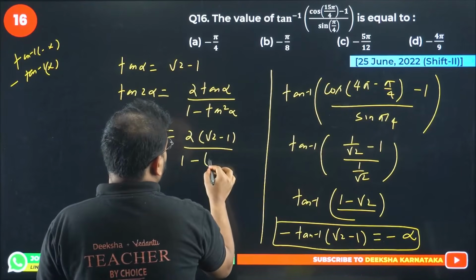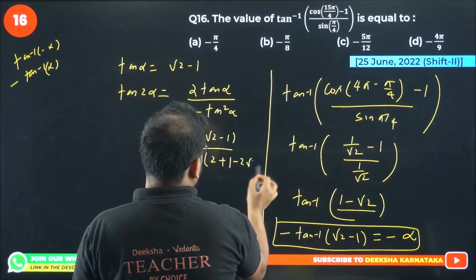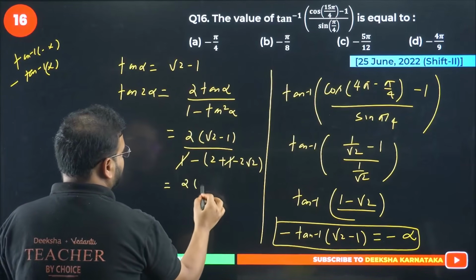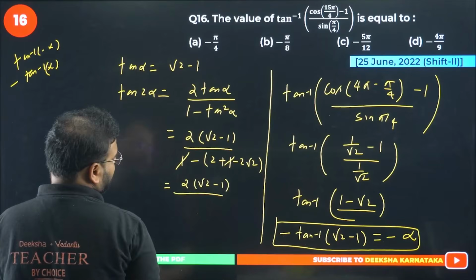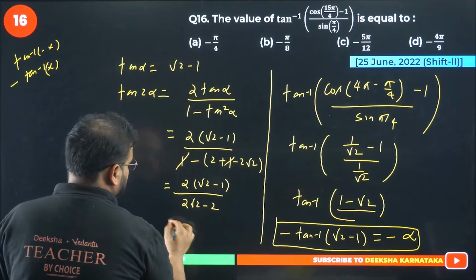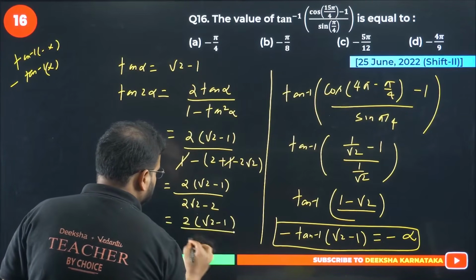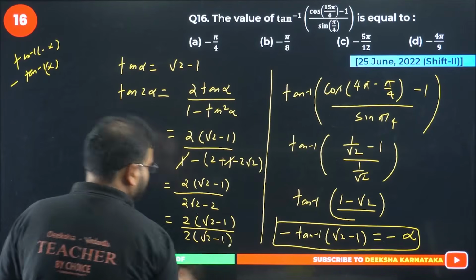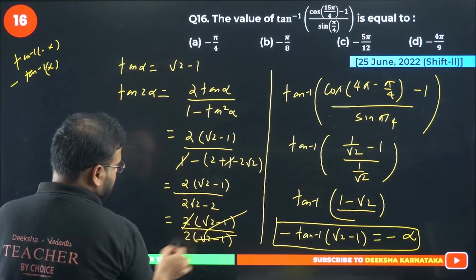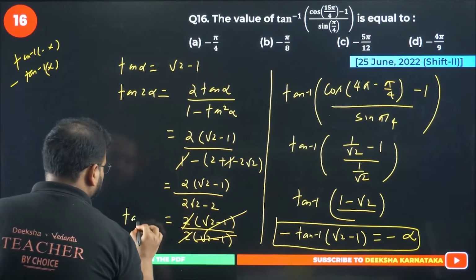Means we get 2, we get plus 1, and we get minus 2 root 2. Check this out, 1 and 1 is cancelled. So I have here 2 times root 2 minus 1 divided by, 2 root 2 is positive, minus 2. I can take this 2 common. In the denominator also 2 is common. I get root 2 minus 1. These 2 are cancelled, this 2 also is cancelled. Alright, so I get the value of tan 2 alpha.